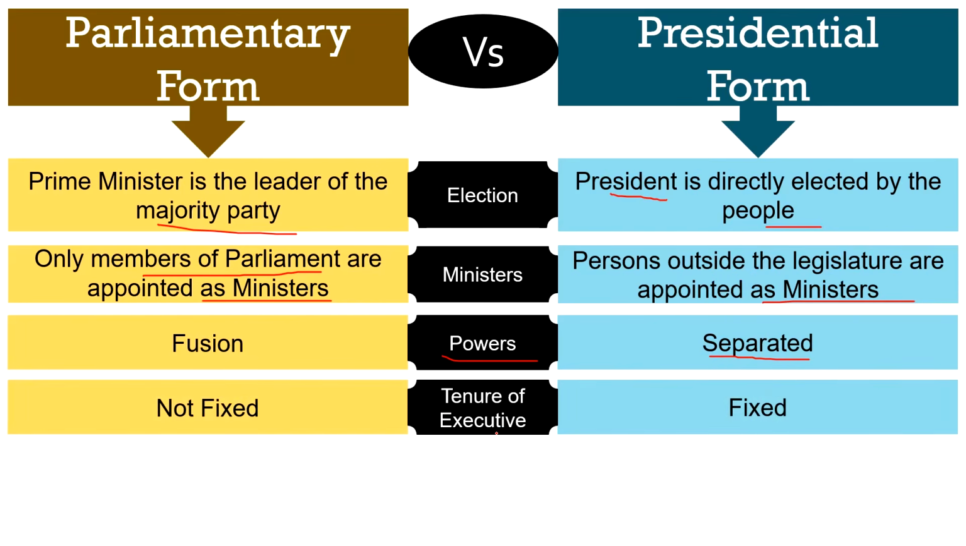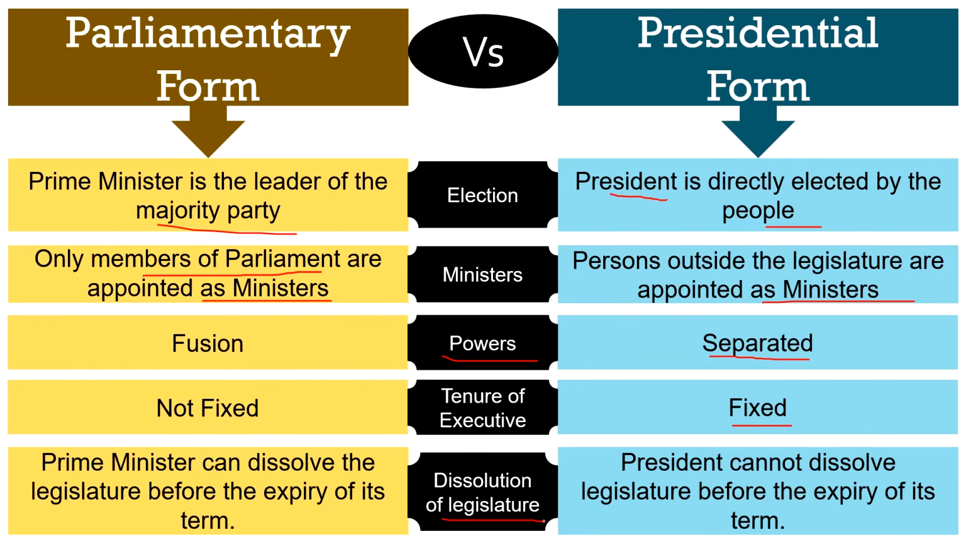Tenure of executive. The tenure of the executive is not fixed in case of parliamentary system because if a no confidence motion is passed, then the entire council of ministers or cabinet, including the prime minister, has to resign. In contrast, the tenure of executive in case of presidential system is fixed. Next, dissolution of legislature. The Prime Minister can dissolve the legislature before the expiry of its term, but the President cannot dissolve the legislature before the expiry of its term.